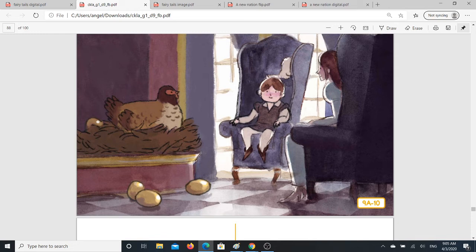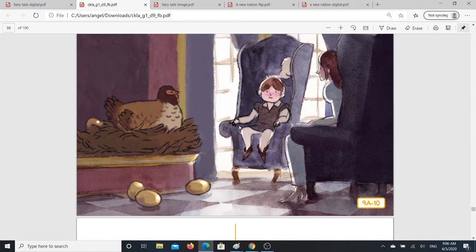So why does Jack go back up the beanstalk a second time, even after hearing the giant's bellowing voice? Yeah, him and his mom had spent all the money. They still needed to eat, so they went to go get some more money, right?